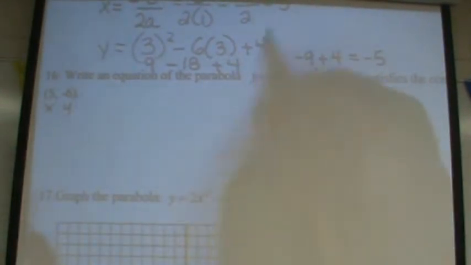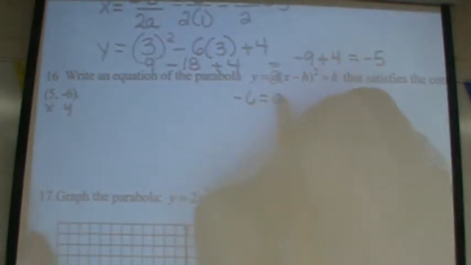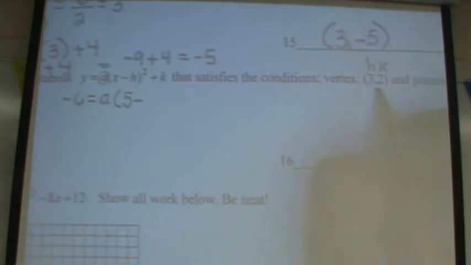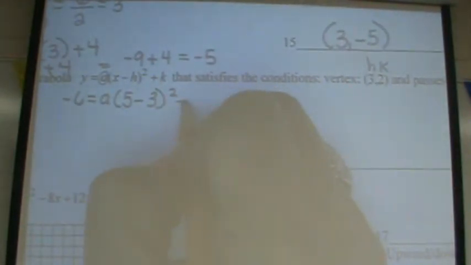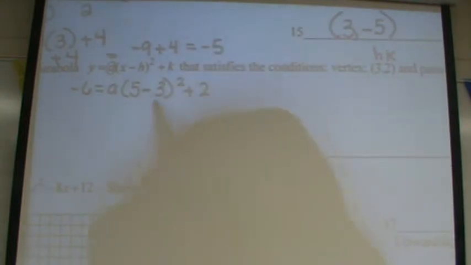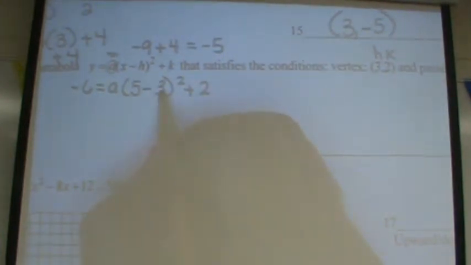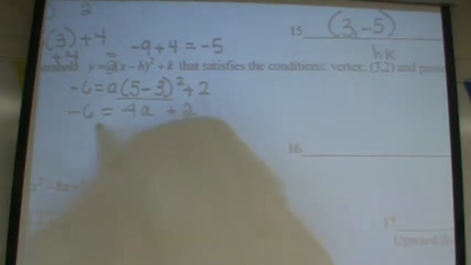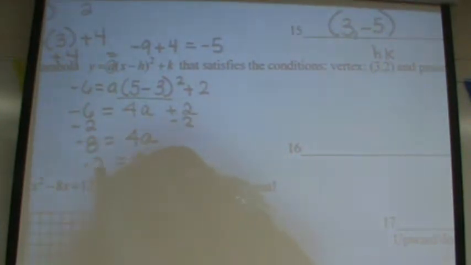If y is -6, a is our unknown, x is 5. 5 minus h is 3. And k is 2. We're looking for a. So, order of operations, 5 minus 3 is 2. 2 squared is 4, so you have right here, you have 4a. Solving this equation for a, we're going to subtract 2. 4a equals -8. A equals -2. So, here's your a value, -2.